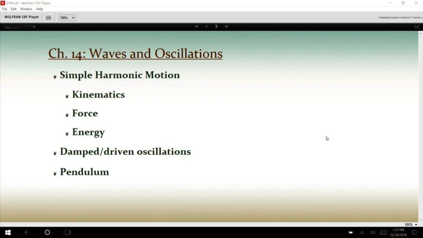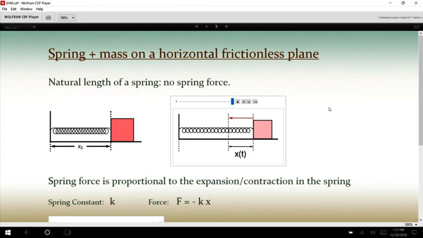Hello everyone. This video will be about chapter 14, Waves and Oscillations. We will cover simple harmonic motion, and we will analyze simple harmonic motion from the point of view of kinematics, force, and energy. To start with, let's consider a spring and a mass sitting on a horizontal frictionless plane.